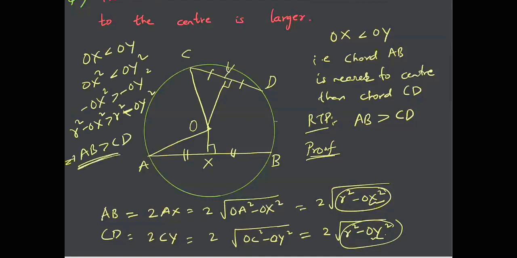So if you draw a chord which is nearer to center, it will be of larger length compared to a chord which is farther from the center. Okay. And the maximum length of the chord in a circle is when it is passing through the center, and that is equal to the diameter, which is twice the radius. Fine. So copy it down, then we'll move on.